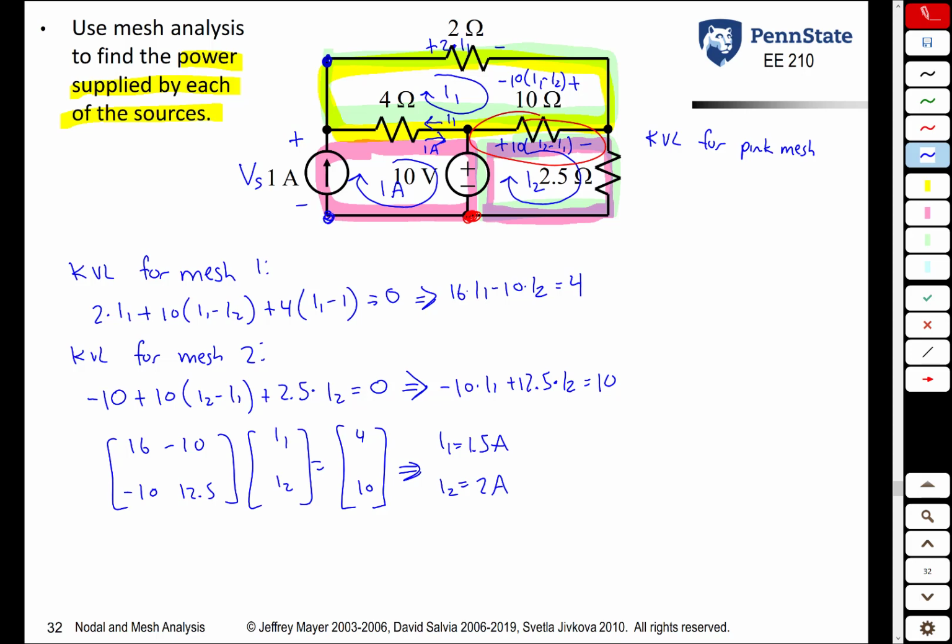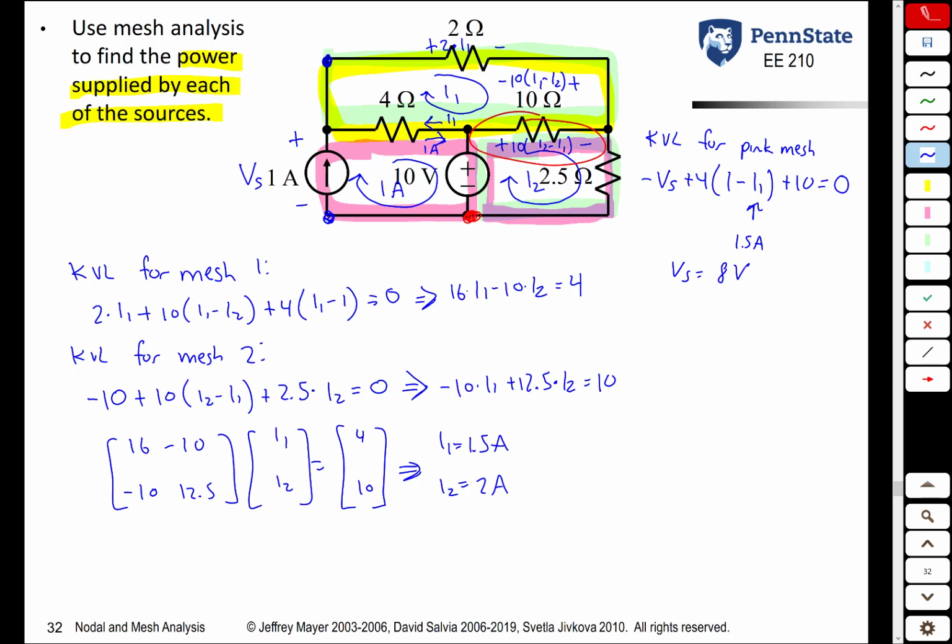So what do we have? Starting from this bottom left point here, we get minus VS, that's our unknown now, plus the voltage drop across the 4 ohm resistor, which is 4 times the current going from left to right, 1 minus I1. We know what I1 is now: 1.5 amps. And then the voltage drop across the 10 volt source is 10 volts. So we get minus VS plus 4 times (1 minus I1) plus 10 is equal to 0. There's only one unknown, VS. We solve for VS and get VS is equal to 8 volts.